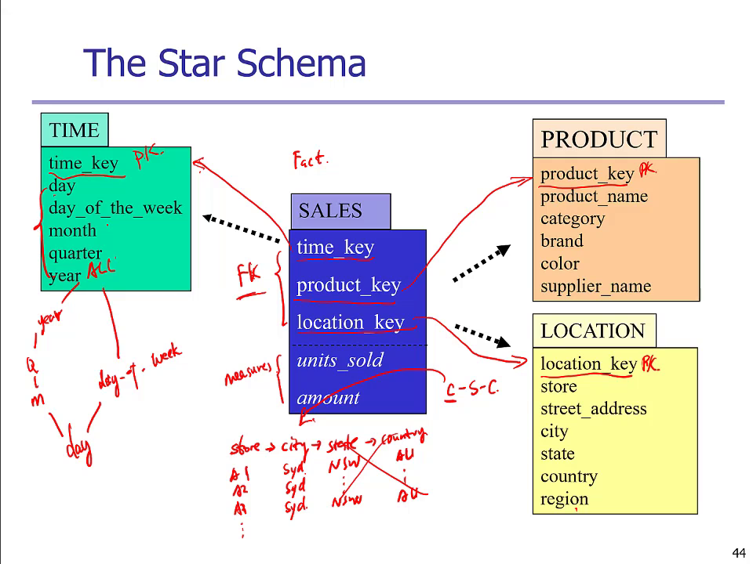But also remember, for one dimension, you should have just one dimension table. And for the fact table, there are two parts, right? One is the foreign keys that point to the dimension tables, and the other part is the measures.